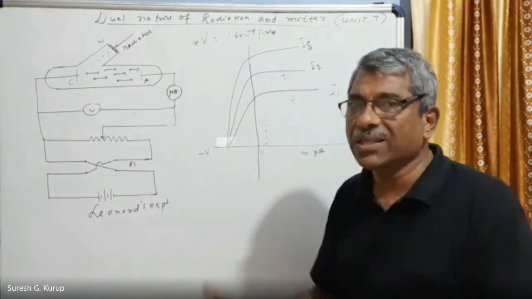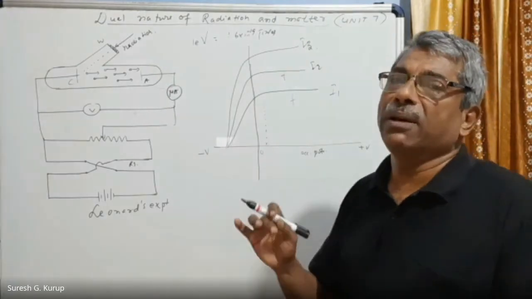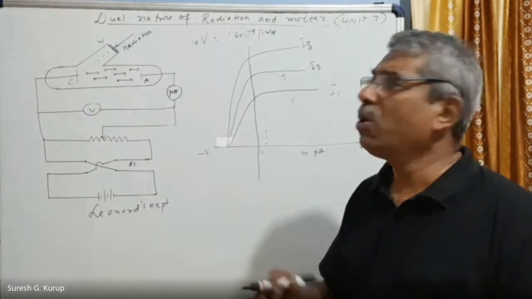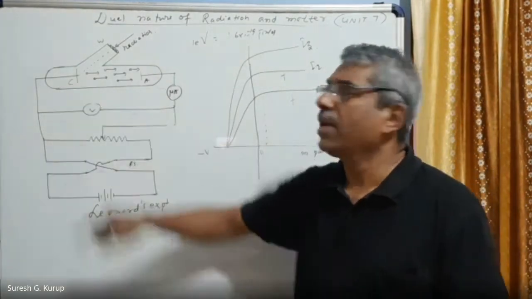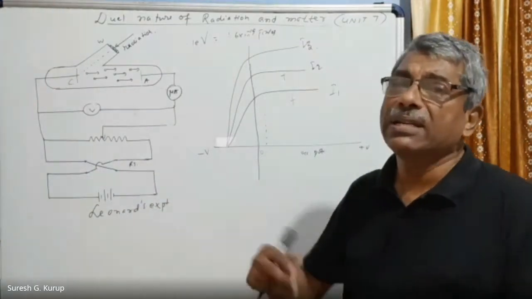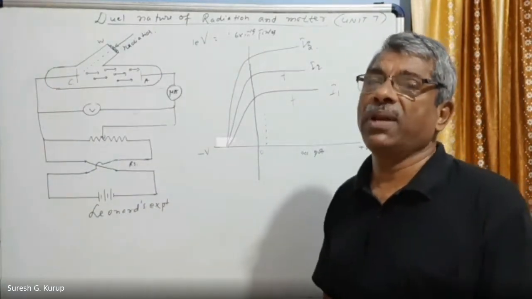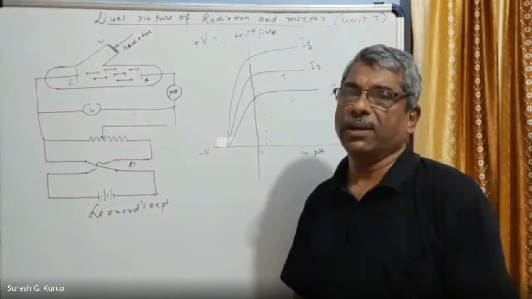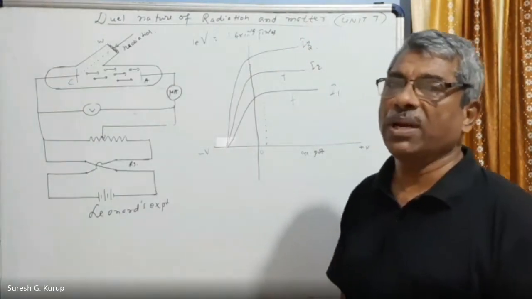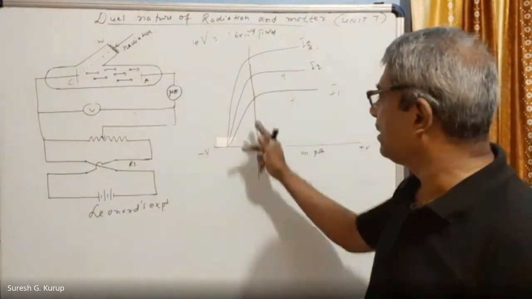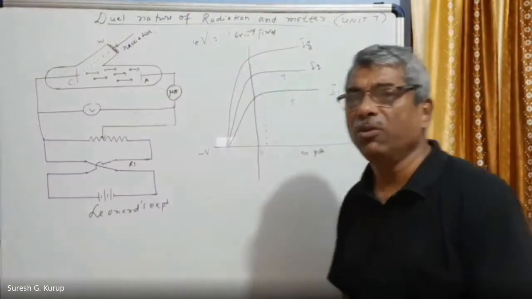Why is it increasing? Because when the intensity of radiation falling on the photosensitive cathode plate increases, the number of photoelectrons emitted by the cathode plate increases. Hence, the photoelectric current also increases. This is an experiment. It's a very beautiful experiment, right?